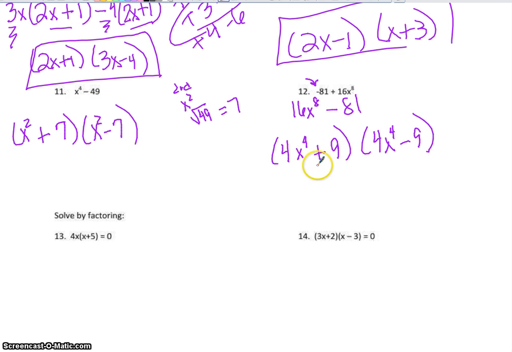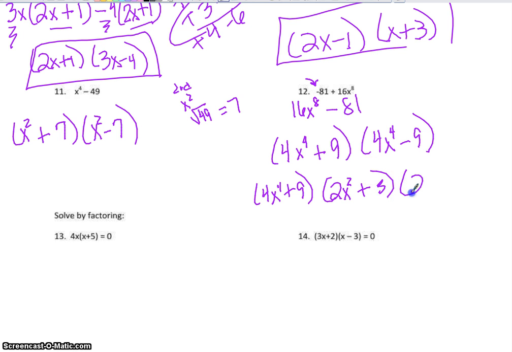Now that plus, you're done with it. The minus, check and see if they're still perfect squares. And they are. So bring down the plus one, 4x to the 4th plus 9. And then break this one down again. The square root of 4 is 2. The square root of x to the 4th is x squared. Plus the square root of 9 is 3.